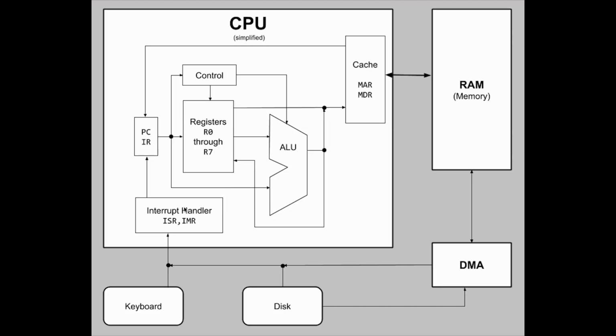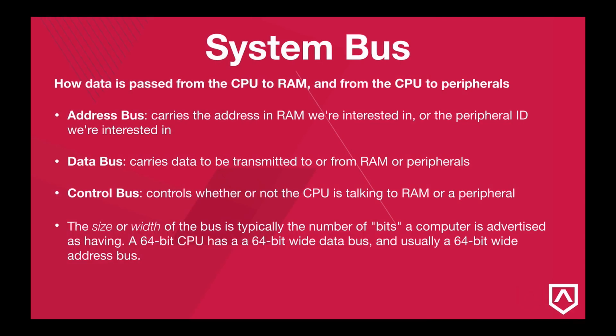And some of the early CPUs could only access RAM or peripherals. It couldn't access both at the same time. I'm sure modern CPUs can access both at the same time for speed. But the control bus, another bus that's not pictured here, controls whether or not we're talking to peripherals or RAM, and which peripherals we're talking to.